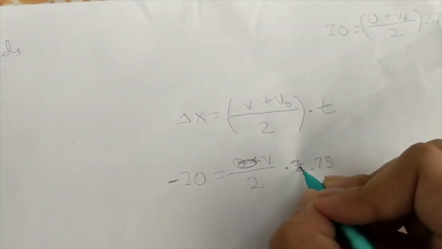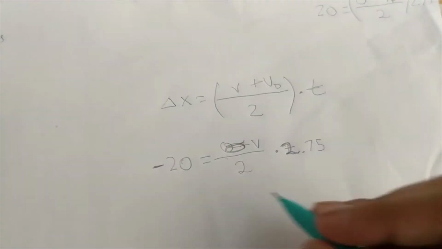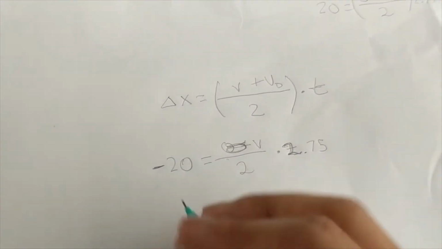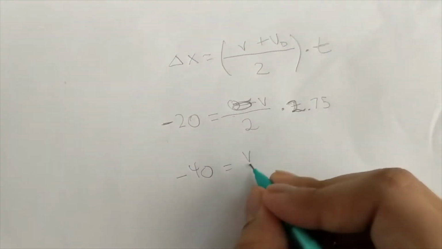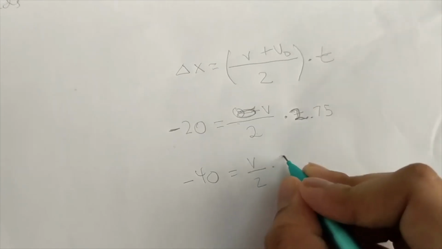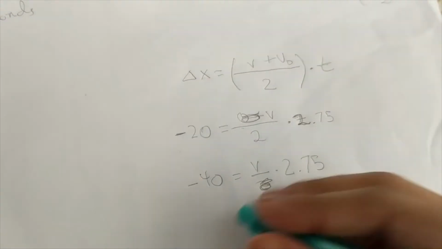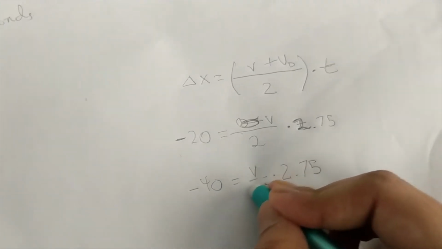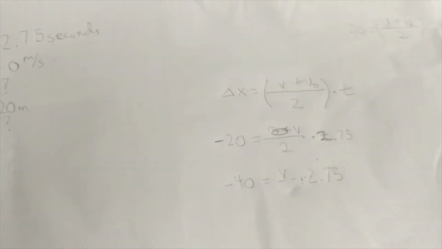Sorry that I'm overwriting. Alright, 2.75. So we can multiply the 2 over there. We'll get minus 40 is equal to v times 2.75. Oh, sorry, no, v over 2. So now we need to divide negative 40 by 2.75, and I'm going to do this right now.